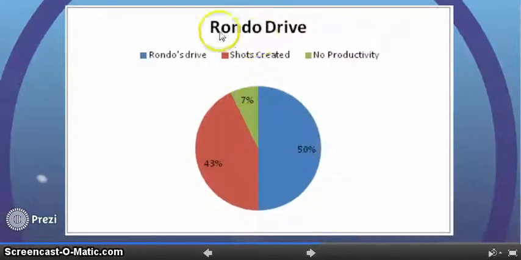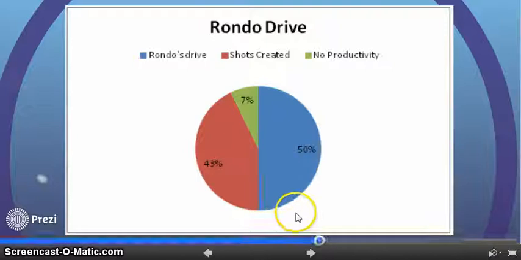Up next, you can see I focused on one player's drives, and that's because 50% of the time the Celtics drove to the basket it was this player, and out of those times he had 43% of shots created and 7% no productivity. This could be due to the coach telling him to drive to the basket, since he's such an athletic and raw player with not a really good shooting percentage, but has very good vision on the court.